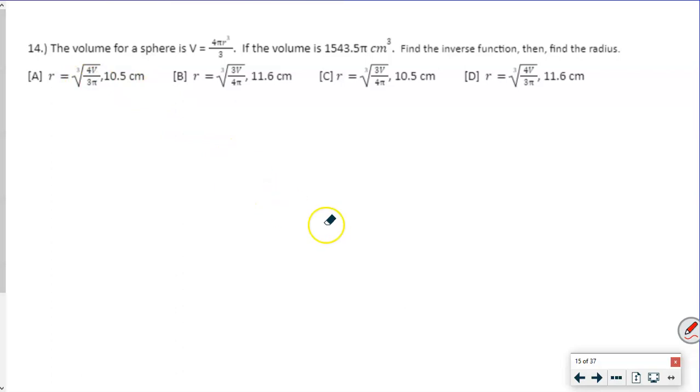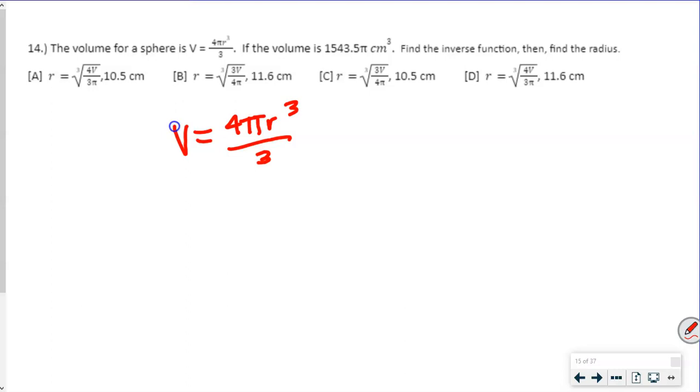Okay, so this one says the volume for spheres V is equal to 4 pi r cubed divided by 3. If the volume is 1543.5 pi centimeters cubed, find the inverse function, then find the radius. Okay, so it's looking for r.